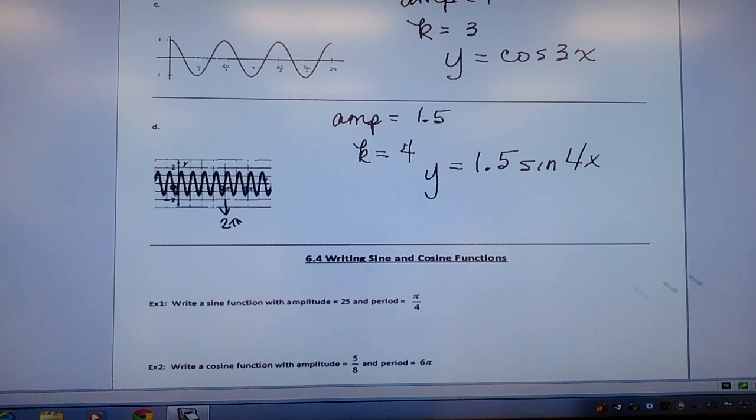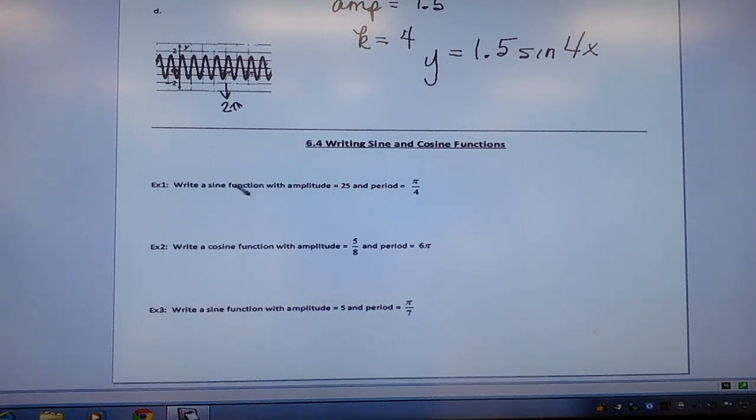Okay, now let's write an equation just given some information. So let's look at number 1. It says write a sine function with an amplitude of 25 and a period of pi over 4. Now this is a period of pi over 4. This is not k, but you use this information to find k.